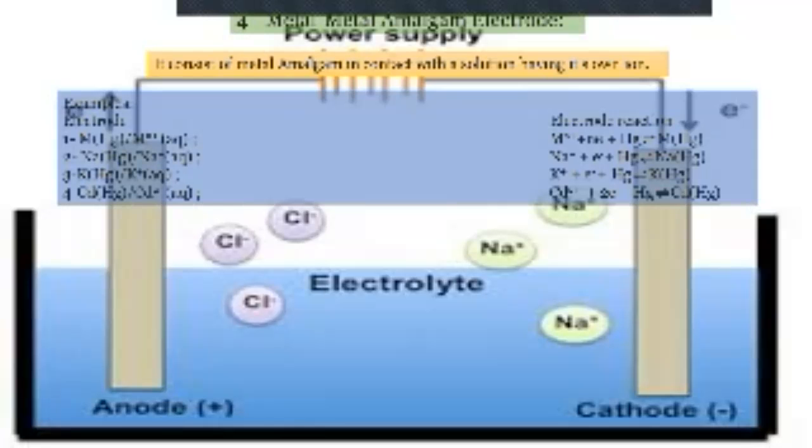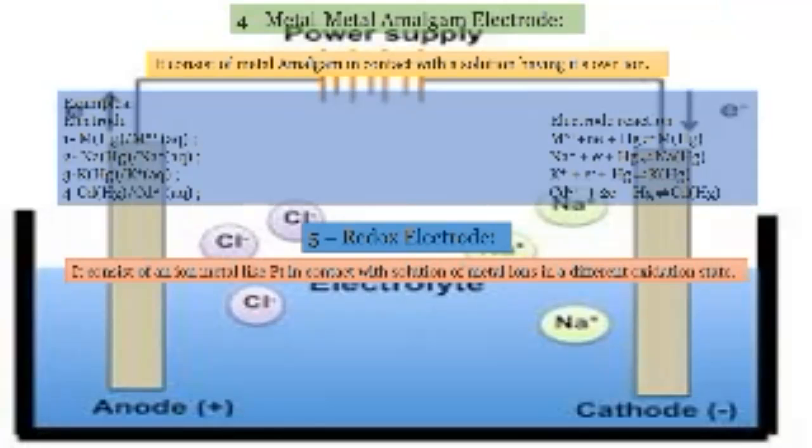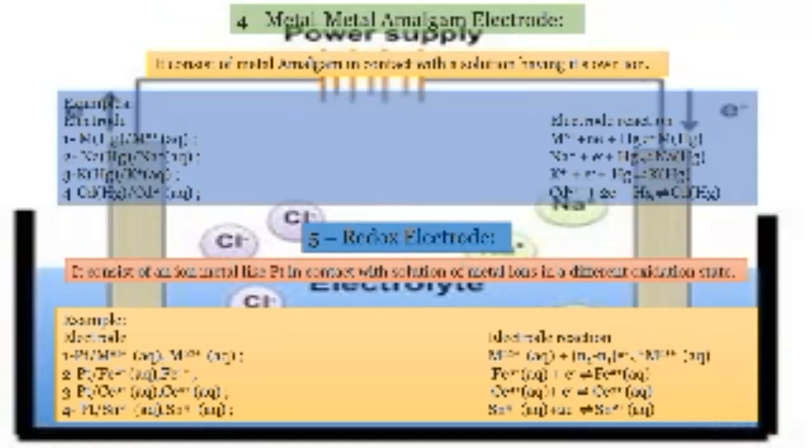Then the fifth type of electrode is the redox electrode. You know the redox is nothing but oxidation and reduction taking place simultaneously. It consists of an inert metal like platinum in contact with a solution of metal ions in different oxidation states. Here you can see platinum, then the ions Fe2+ aqueous and Fe3+ aqueous, cerium Ce3+ and Ce4+ aqueous, then stannous Sn2+ and stannic Sn4+ aqueous.